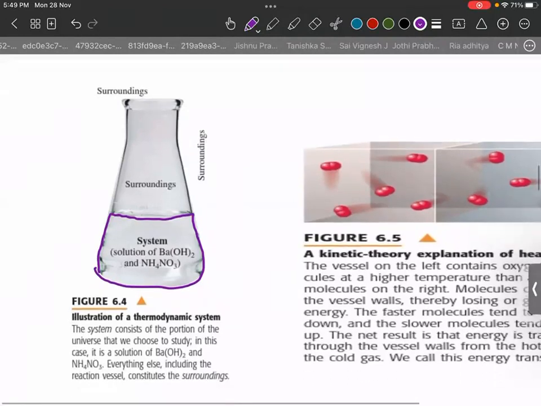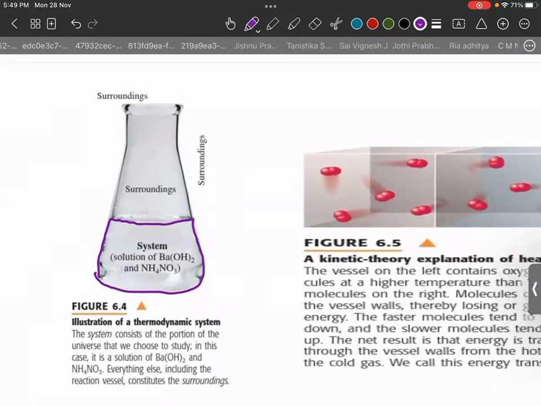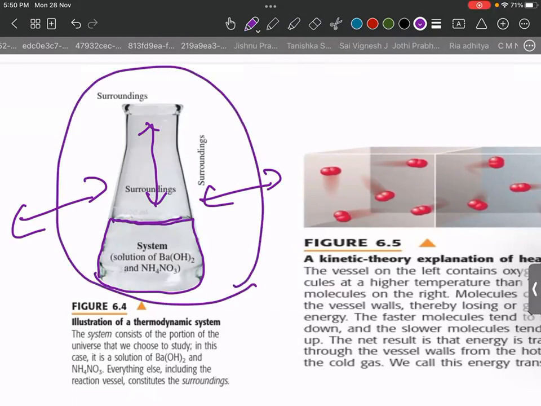So when you are taking the reaction vessel, in the reaction vessel you have the solution up to this level, then this part and this part become the surrounding. So what is the universe? If you are considering both of these, then it becomes the universe. Correct? When you are considering the universe, you have the system and the surrounding. The part chosen for the chemical reaction is the system.